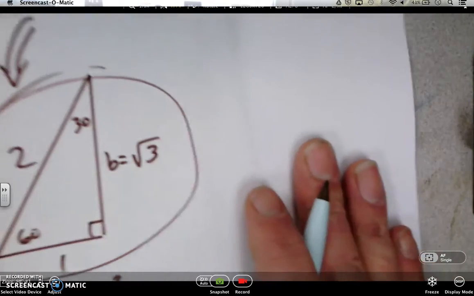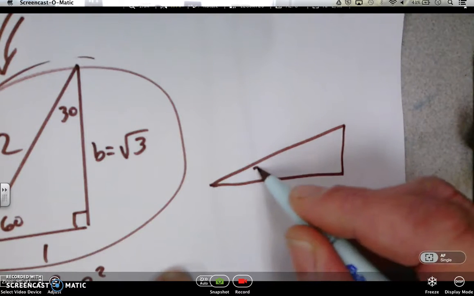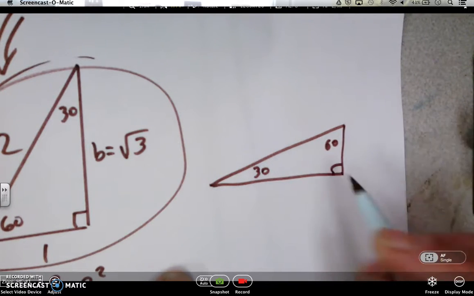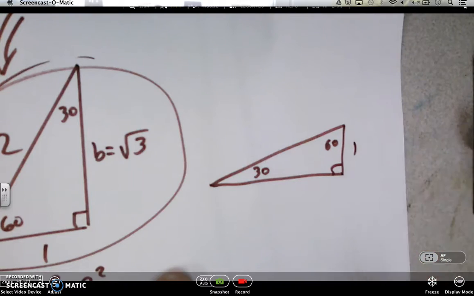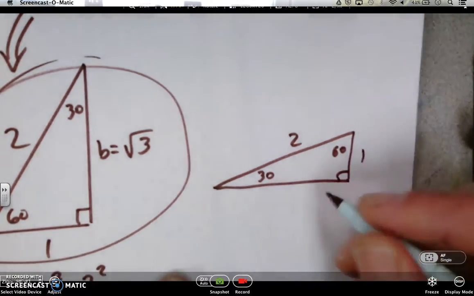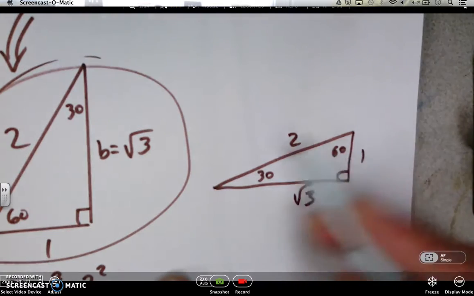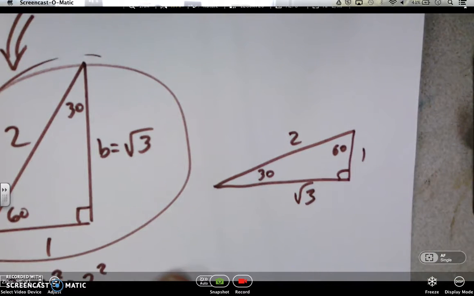The other thing about that is sometimes it might be facing this way. Doesn't matter. Across from the 30 is the shortest side. That's got to be the 1. Across from the 90 is the longest side. That's got to be the 2. And so that leaves this being the rad 3. As long as you know the 1, 2, 3 triangle, that's going to get you through a lot of the unit circle.